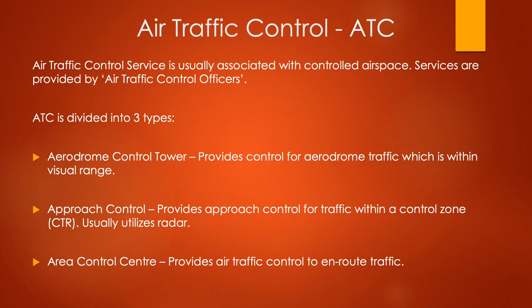The last type is the area control center. Very similar to the approach control, but they will provide air traffic control to en route traffic. So for traffic that is outside of the air traffic zone, away from the airfield, they will be coordinating traffic routing nearby the airfield from A to B, giving them airfield information or QNH settings, so pressure settings, anything that's useful for traffic transiting nearby.